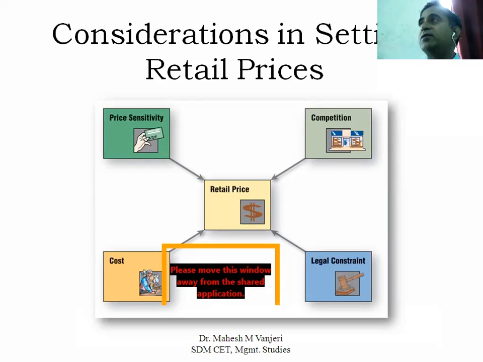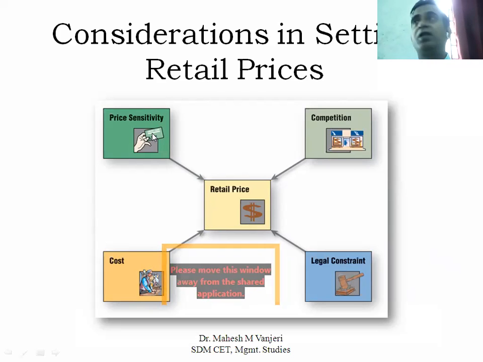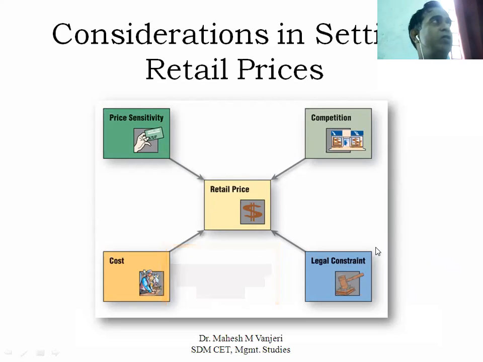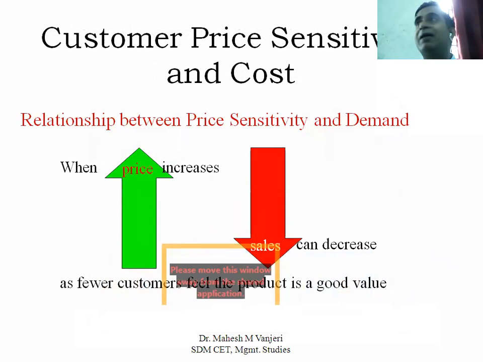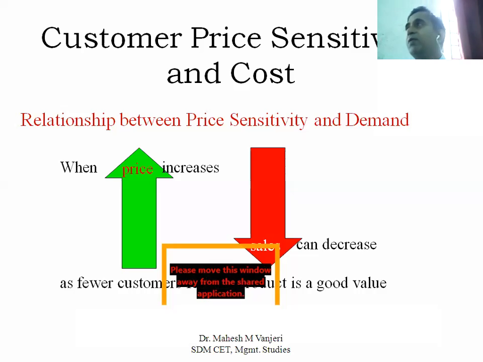What factors are considered by retailers while setting retail prices? They include price sensitivity of the market or consumers, competition, cost, and legal constraints. Legal constraints we are not going to discuss here. Other points we are going to learn. The first factor considered by a retailer while setting retail prices is the price sensitivity of the market, or how sensitive the consumers are to a change in price.